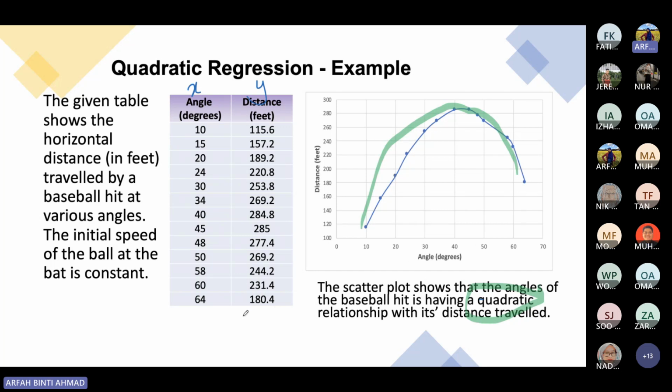So for this case, that is why it's very important for you to do the scatter plot, because the scatter plot is the first step, the initial step for you to check whether or not the relationship exists. Does the relationship exist? Is it linear or is it non-linear? Okay.